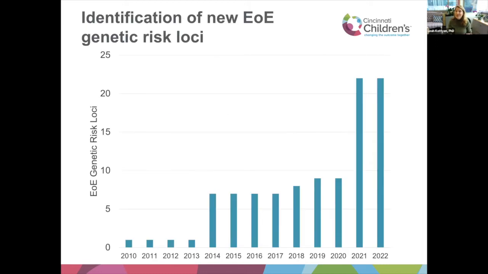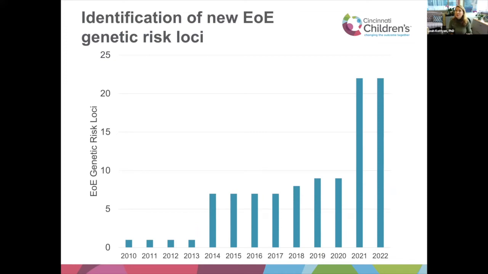If you look at them as a function of time, in 2010, we only found one. It was at chromosome 5 in that TSLP region. The next studies were published in 2014, and that brought us up to 7. Now, in 2022, we have 22 robust and highly statistically significant and reproducible risk loci.